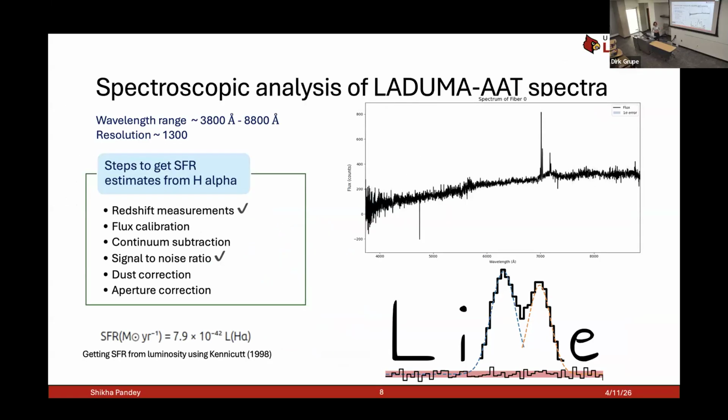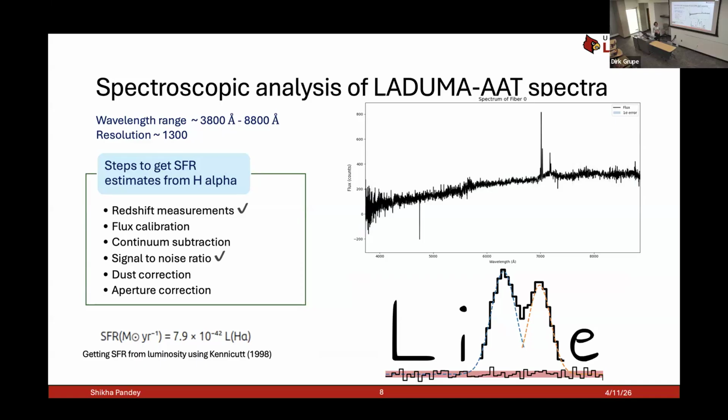Coming to spectroscopic analysis, the wavelength range is 3,800 to 8,800 angstrom approximately. And this is needed because we need the 6,563 angstrom wavelength for H-alpha strength measurements, right? To get the star formation rate estimates, we go through all these processes that should not be covered in one slide: flux calibration, continuum subtraction, redshift measurements, signal to noise ratio, dust correction, and aperture correction. Probably the most important part of this.